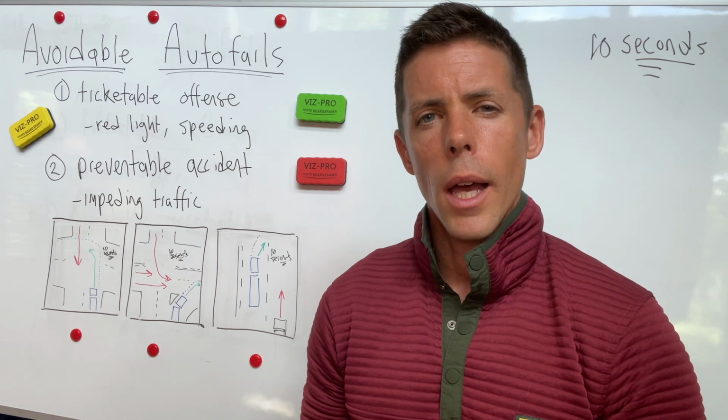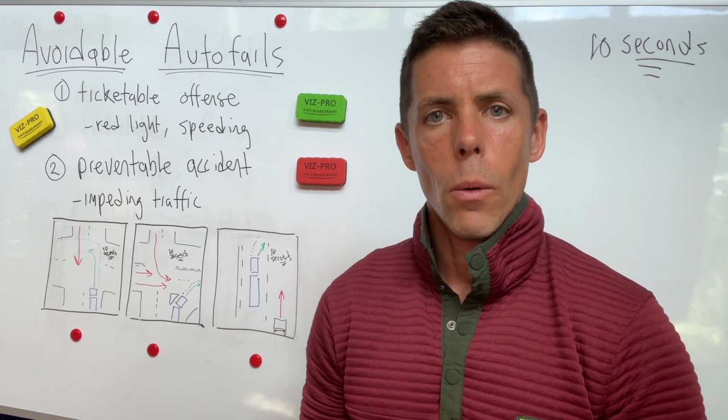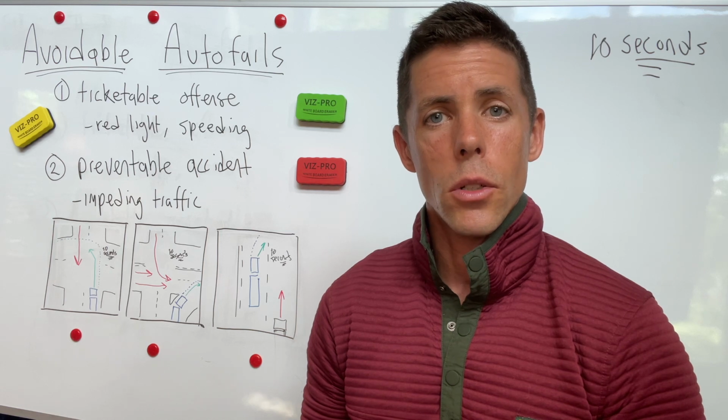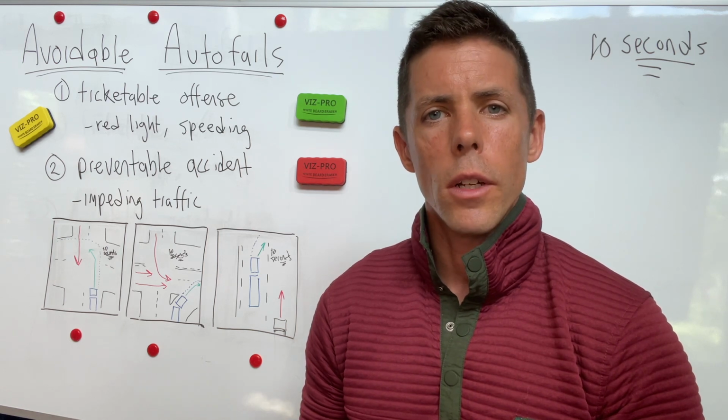The next one we're going to look at here is that right turn where we have potential traffic coming from across the street and down the street to the left. So let's take a look at that.